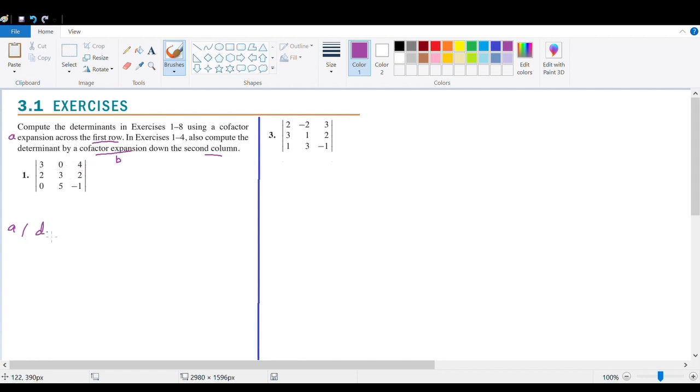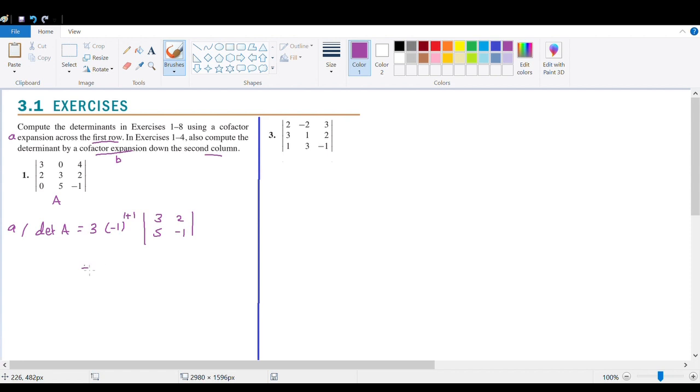So the determinant of A, if this one is matrix A, will be equal to: we take 3, multiplied by -1 to the power of 1 plus 1, since 3 is in the first row, first column. Then multiplied by the determinant of the matrix left when we cross out this row and column, which is 3, 2, 5, -1.